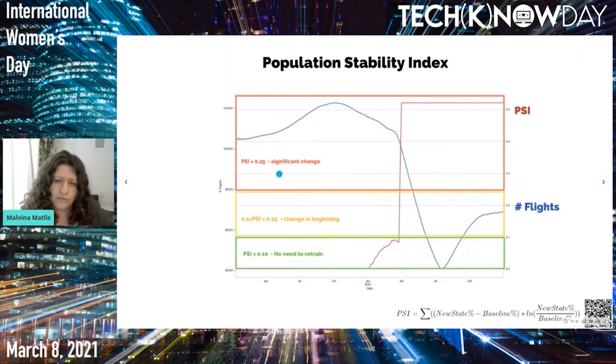If you're above 0.25, well, that means that you probably need to retrain your model and try to understand what's causing this divergence in your populations and their distribution.